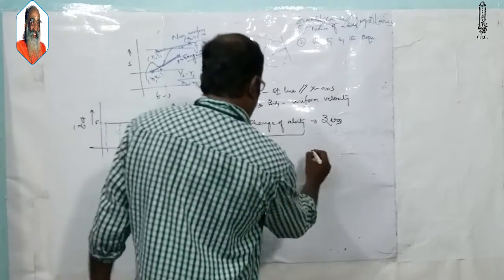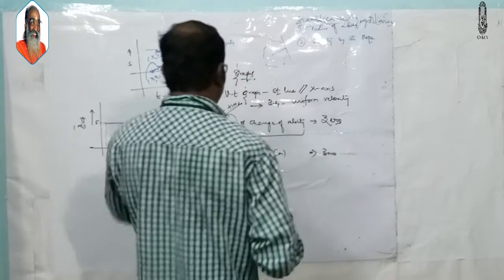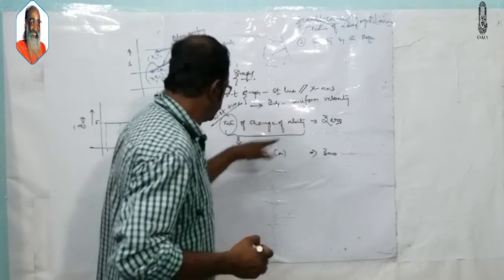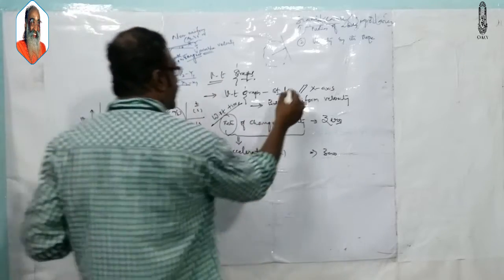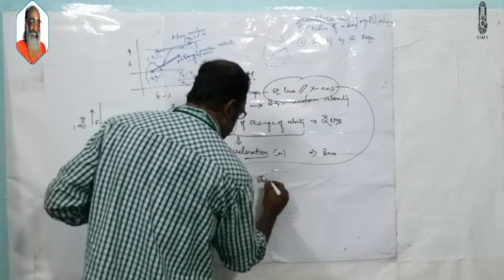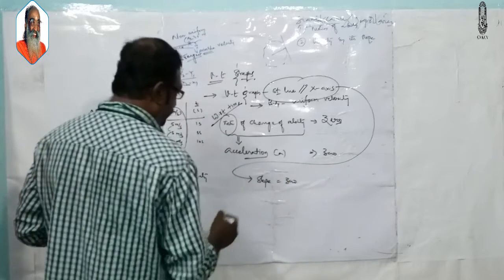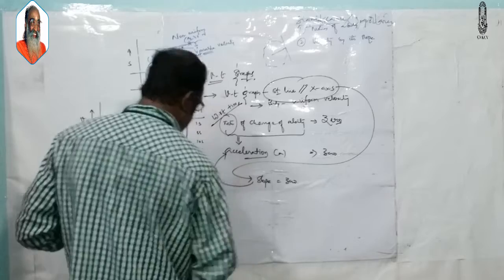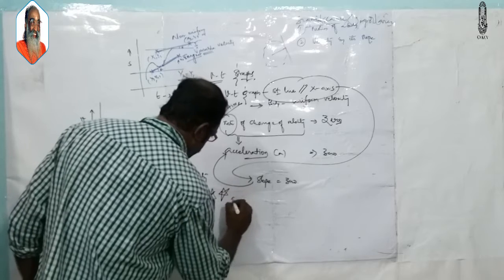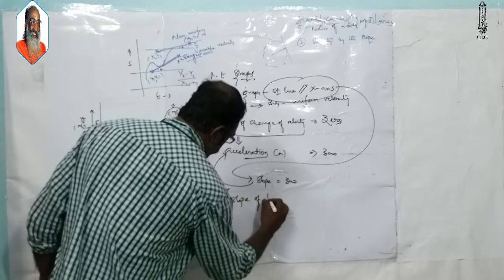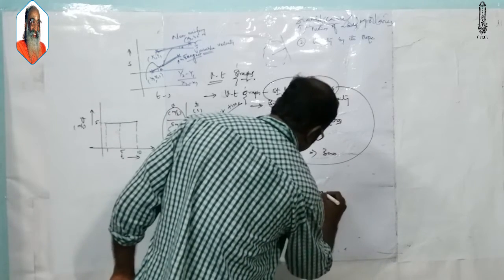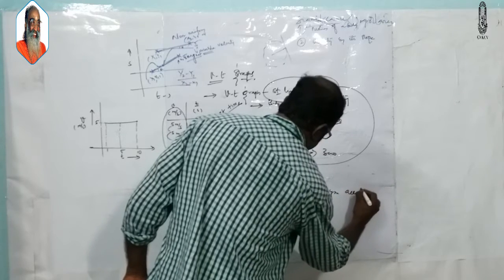So here acceleration is 0. The graph is a straight line parallel to the x-axis, the rate of change of velocity is 0, and acceleration is 0. If it is a straight line parallel to the x-axis, its slope is 0. That means slope is giving you the acceleration. From this we can draw an important point: the slope of a VT graph gives you the acceleration.